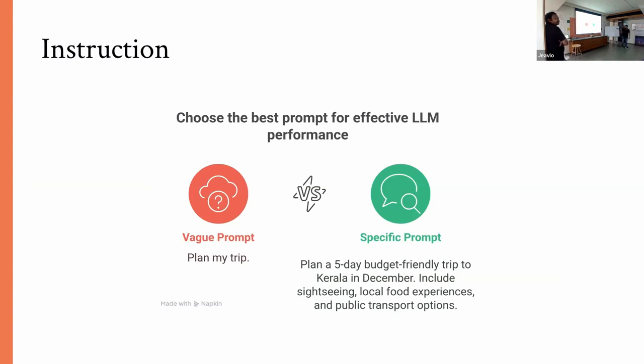There are two examples here. One is a vague prompt where you write "plan my trip," whereas there is a very specific prompt written here: "plan a 5-day budget-friendly trip to Kerala in December, include sightseeing, local food experience, and public transport." As you can see, we have asked the LLM to plan a 5-day budget trip, which is an actionable item that the LLM understands well, and then it provides output in the format we need.